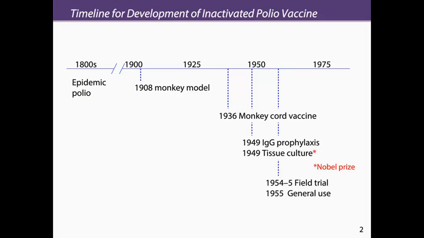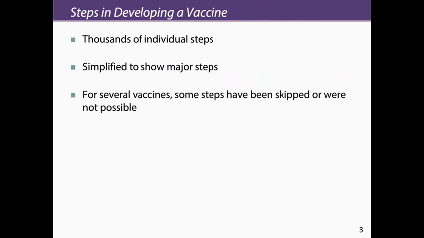Nowadays, there's a much longer delay from the completion of a field trial to the widespread use of a vaccine. In reality, there are many thousands of individual steps and decisions that are made during the course of developing a new vaccine. I've simplified this process in the next few slides to show you the major steps. For many of the vaccines, innovative investigators were able to skip over some of the steps, and some vaccines like hepatitis B wouldn't have been developed if they hadn't done that.